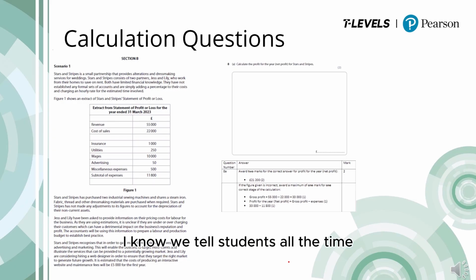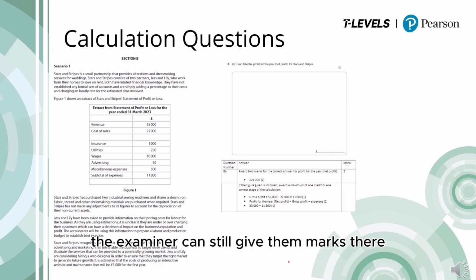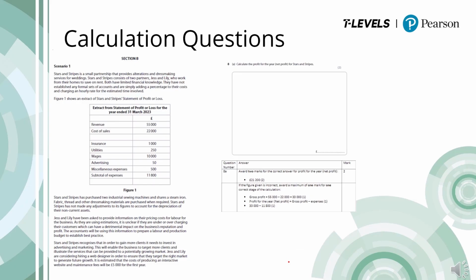I know we tell students all the time, but it's essential that they're writing out their step-by-step stages, because if something goes wrong, so they transpose a number or they forget a number like a 0 off the end, the examiner can still give them marks there. So in this instance, you can see they can get a mark for working out the gross profit.